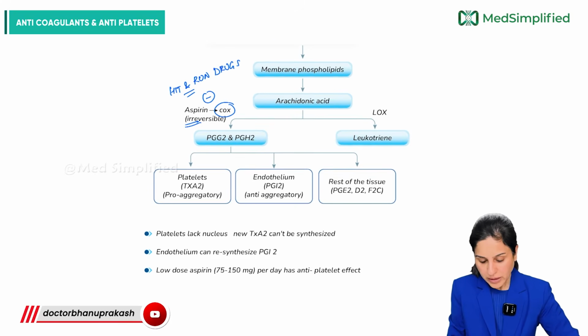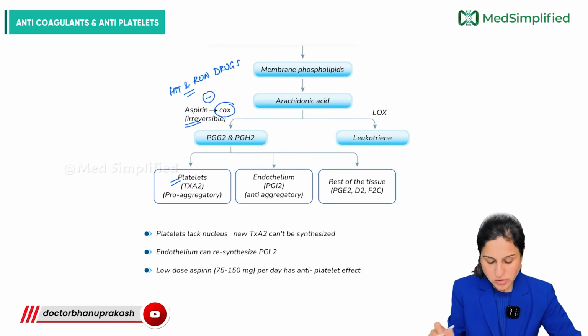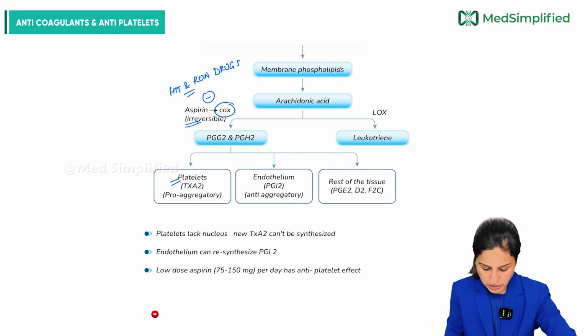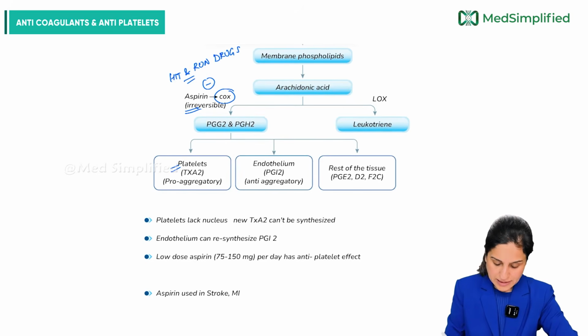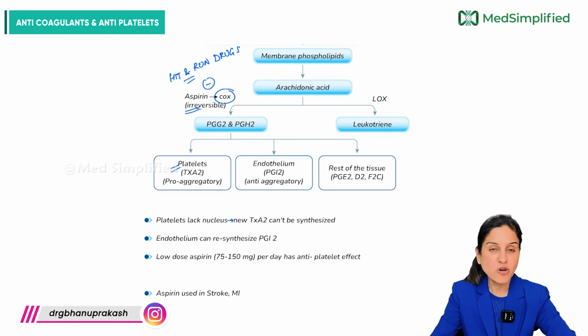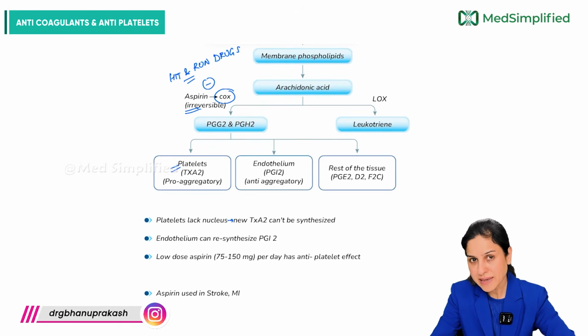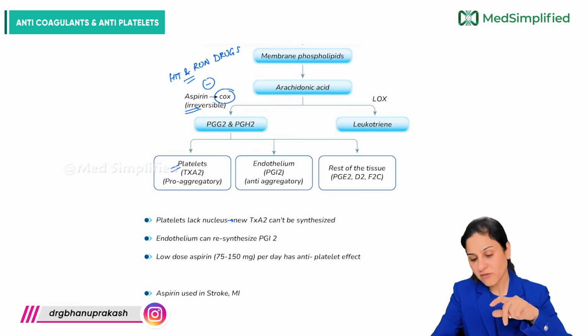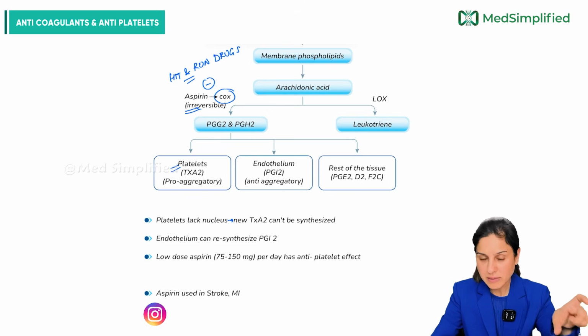Important. So in the platelets, aspirin is going to inhibit thromboxane A2, which is actually a pro-aggregatory molecule. Because platelets do not have a nucleus, new thromboxane A2 cannot be synthesized by them. So new platelets now have to be formed, and therefore this is called an irreversible action.